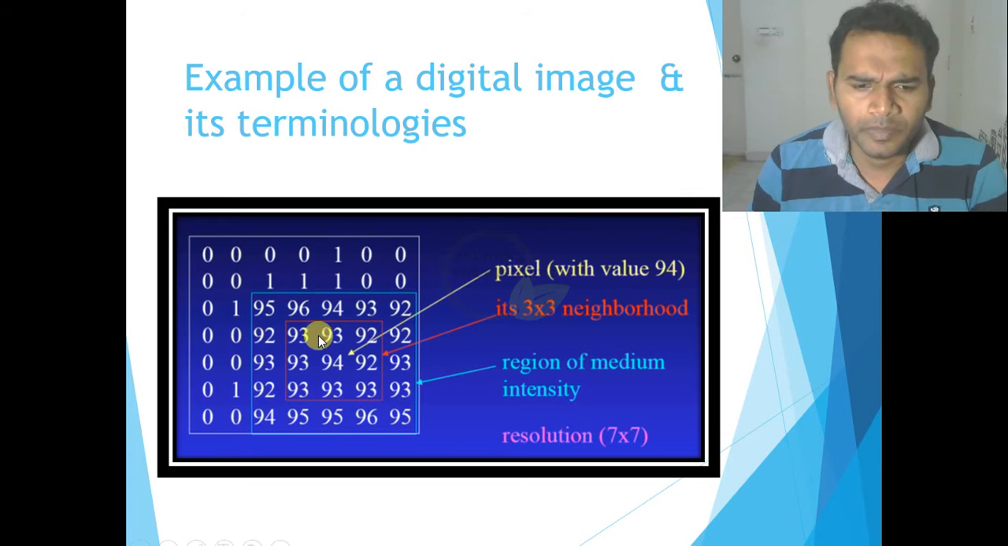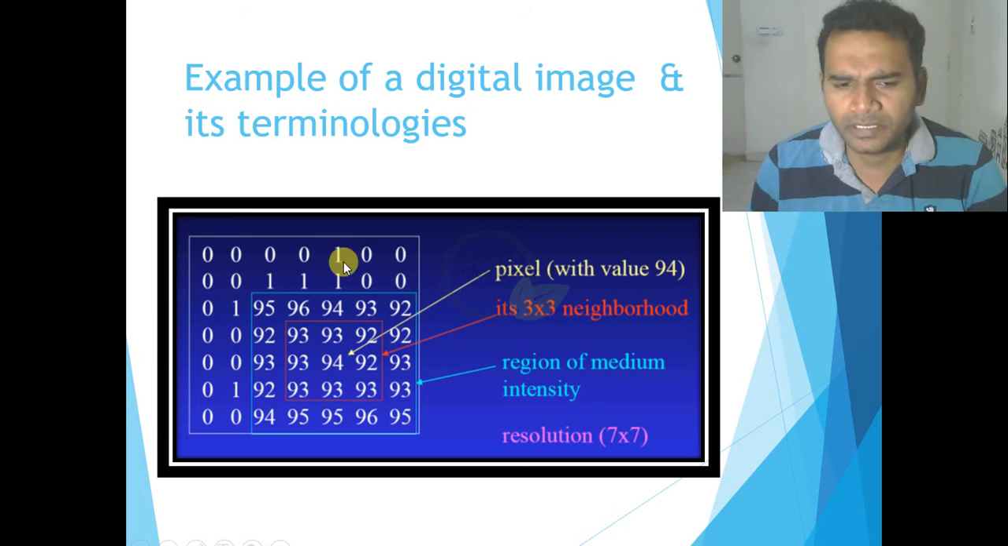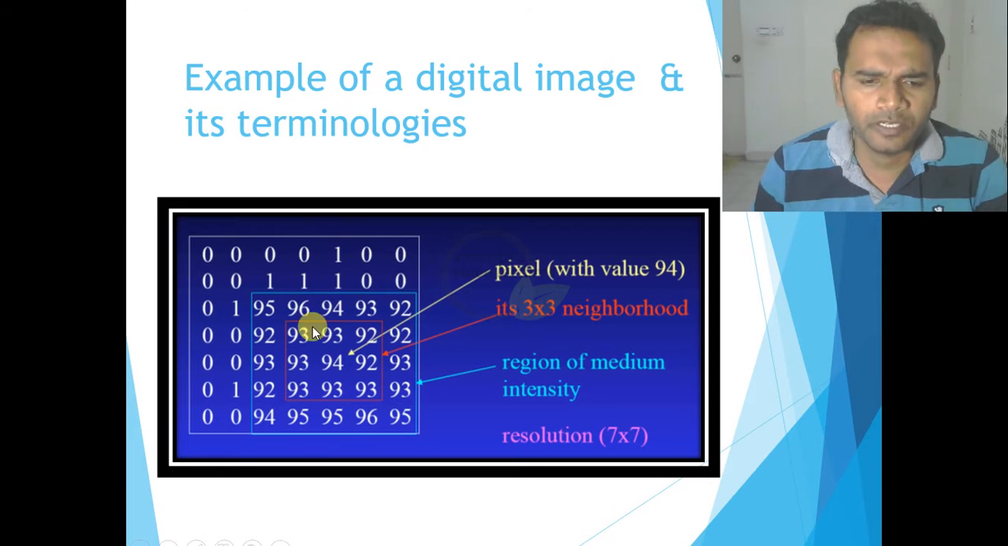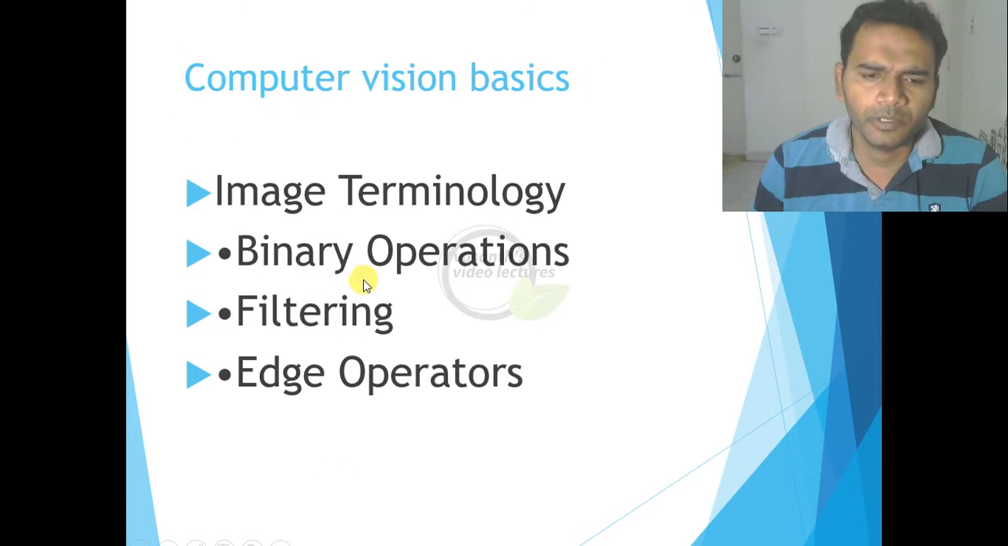We have a particular pixel with a value of 19, and it is surrounded by a 3x3 neighborhood. And this is the region for some intensity level, that is one part, and then the total image resolution. So using all these terminologies, how we can decide which part to concentrate on for application of any one of these operators.